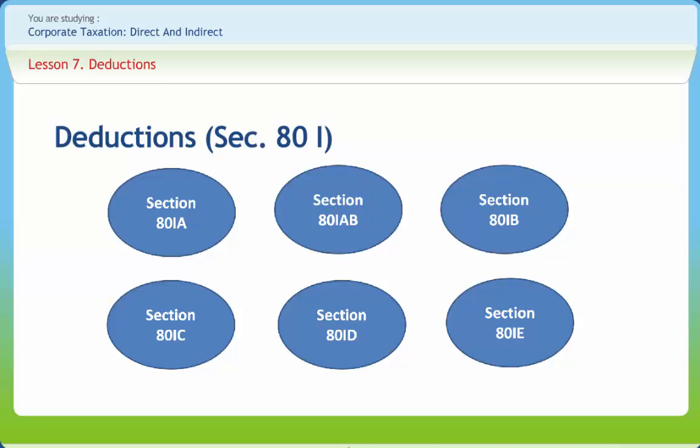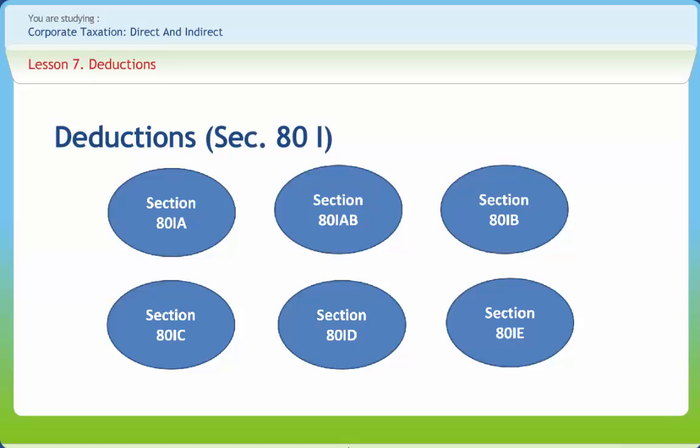80IAB gives deductions in respect of profits and gains by an undertaking or enterprise engaged in development of special economic zone, where the gross total income of an assessee, being a developer, includes any profits and gains derived by an undertaking or an enterprise from any business of developing a special economic zone, notified on or after the first day of April 2005 under the Special Economic Zones Act 2005.